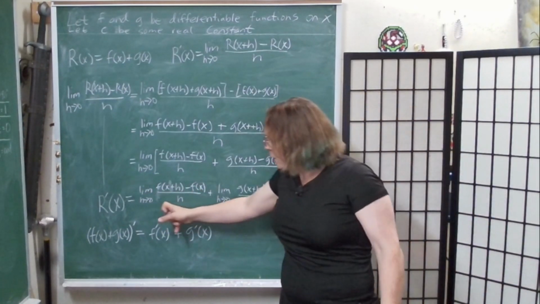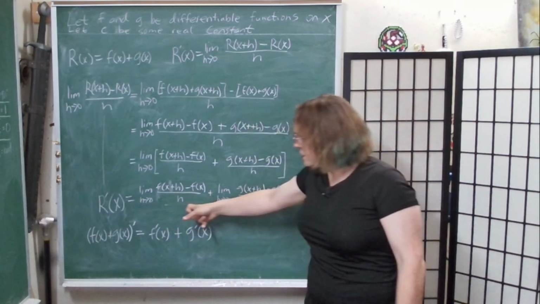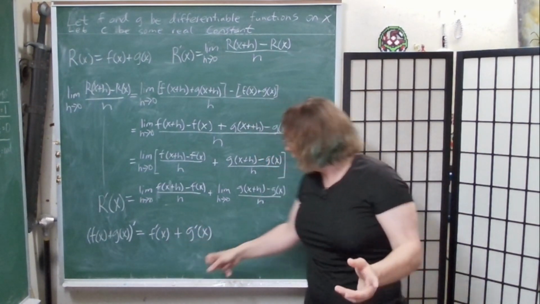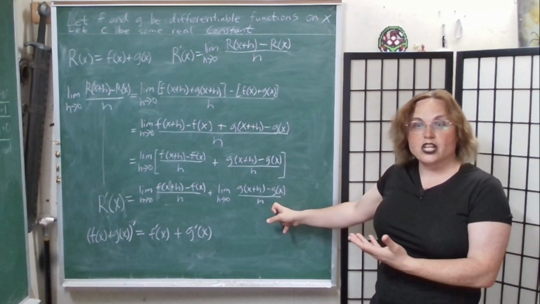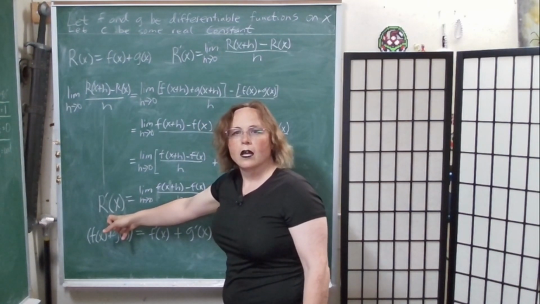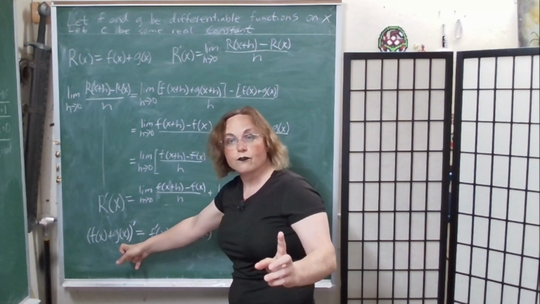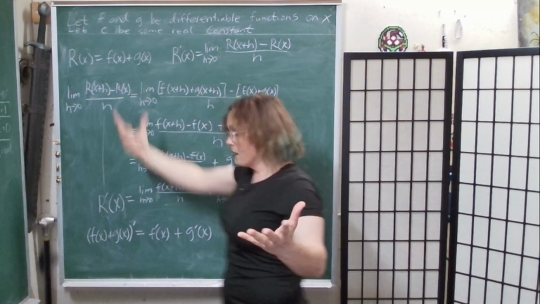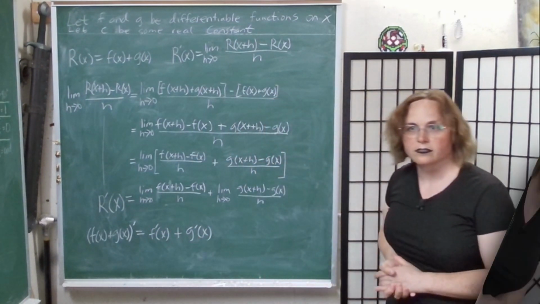Now we've got the limit over here and the limit over here. But by definition, this is simply the derivative of f. We said it's differentiable, so we can do that. And this is simply the derivative of g. And then this is the derivative of r, which is the derivative of the sum of these two functions. So we've taken the derivative of this sum of functions and shown that it's equal to the sum of the derivatives of those two functions.